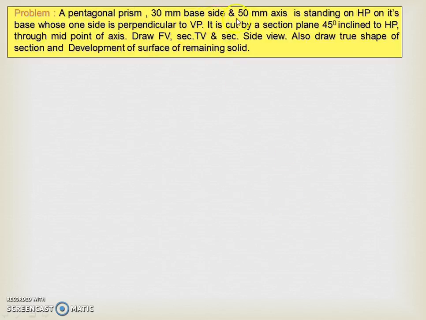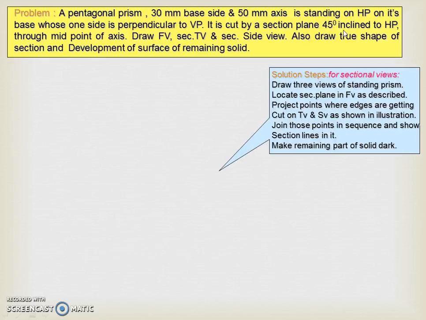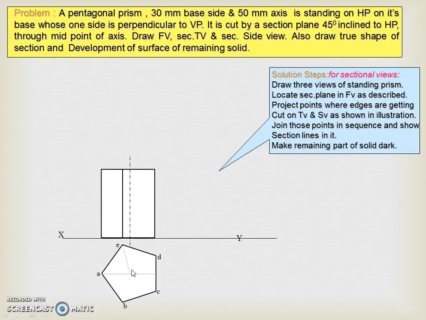A pentagonal prism, 30 mm base side, 50 mm axis, is standing on HP, with one side perpendicular to VP. It is cut by a section plane 45 degrees inclined to HP through the midpoint. So first draw the views. Pentagonal prism standing on HP means in the top view we will get the true shape of the base. And as it is a prism, in the front view we will get a rectangle, and the section plane is 45 degrees inclined, passing through the midpoint of the axis.